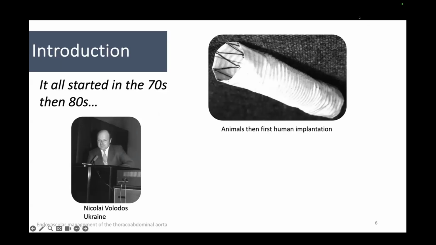Endovascular surgery for the aorta specifically started in the 70s and then in the 80s. Nikolai Volodos in Ukraine was the first one to describe it. Basically, he used a polyester graft, put some Z stents in it in metal, and implanted it in dogs and then in humans. So he's the first one to have described this technique that is going to be called in the future stent grafting.